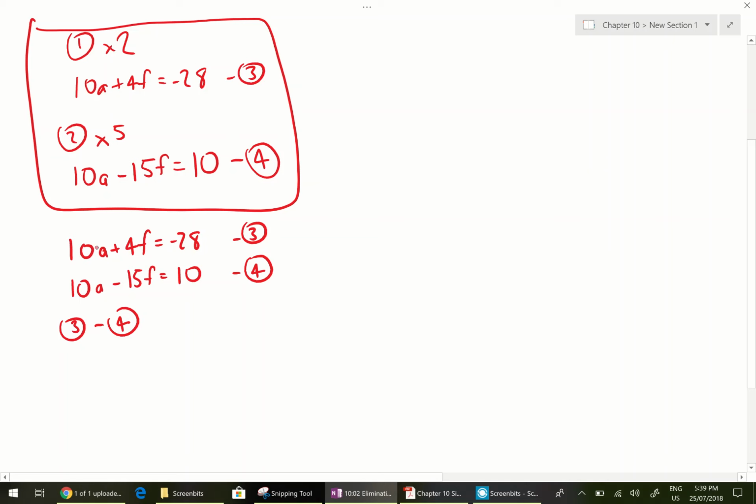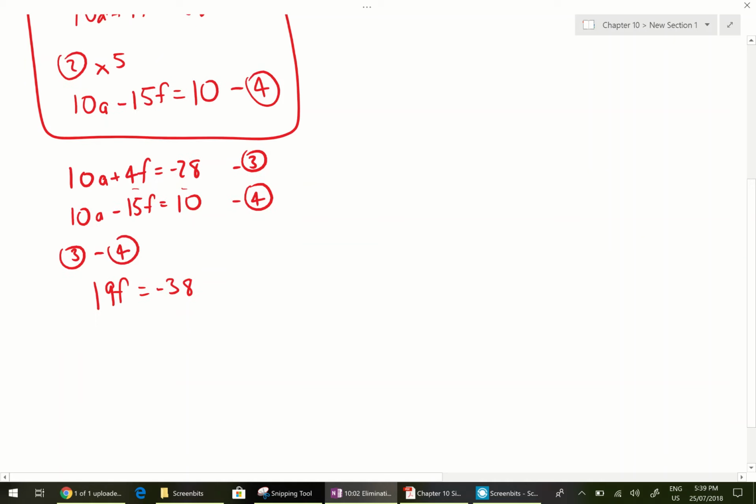10a minus 10a, they'll go away. 4f minus negative 15f. So minus, that's going to give us a plus. That's going to give us 19f. And negative 28, subtract another 10. That's going to give us negative 38. To get f by itself, we're going to divide both sides by 19, and f is going to equal negative 2. That's half of the solution.